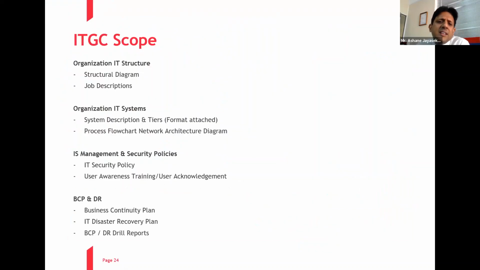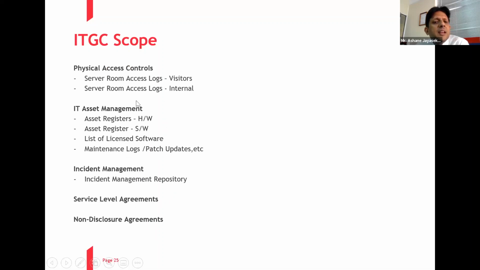So ITGC, these are some of the areas that we do in an ITGC, information technology general controls review. These are the areas that we look at. We look at the IT structure. For that, we have to request documents, the structural diagram and the job descriptions from the client. We look at the systems that they use, the policies. We see whether the users are aware of those policies, then the BCP DR plans, BCP test reports, physical access controls to server rooms, all that, IT asset registers, software, hardware, list of licensed software, then patch updates and all are done.